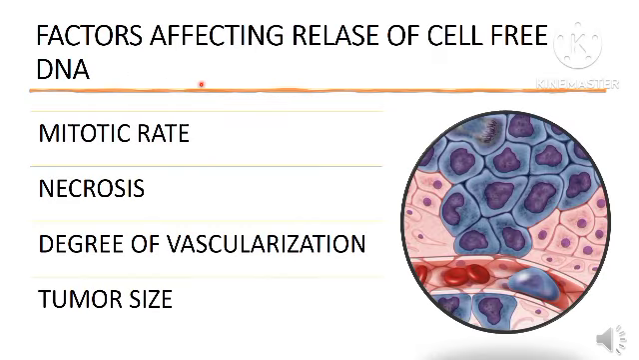For a given tumor, there are certain factors which affect release of cell-free DNA, like mitotic activity of the tumor, presence of necrosis, degree of vascularization, and the tumor size. So logically, the larger the tumor size, the more cell-free DNA which is released into the circulation. But again, it depends on the tumor type also, as we have seen in the previous slide. So there are patient factors and there are tumor factors which are affecting the quantity of cell-free DNA which you get from the plasma.